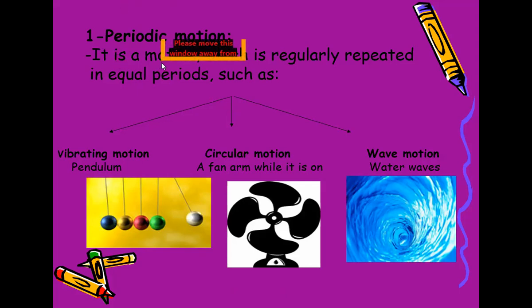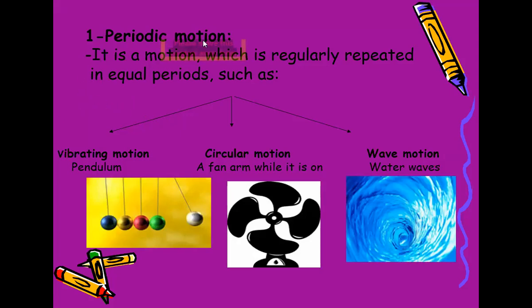Periodic motion is the motion which is repeated regularly in equal periods of time. This means that when you move from one position to another at equal intervals of time, for example, I will take one step every 1 minute. Every 1 minute I will go one step. So it is a periodic motion.